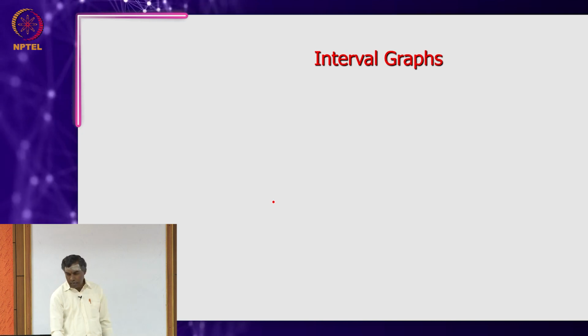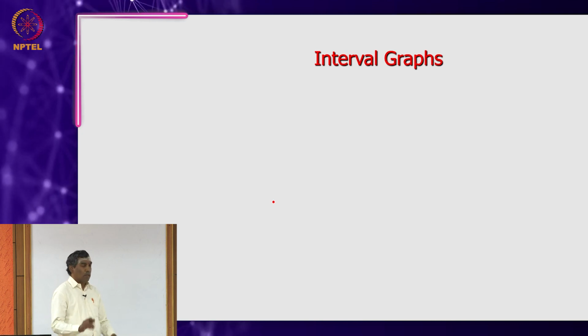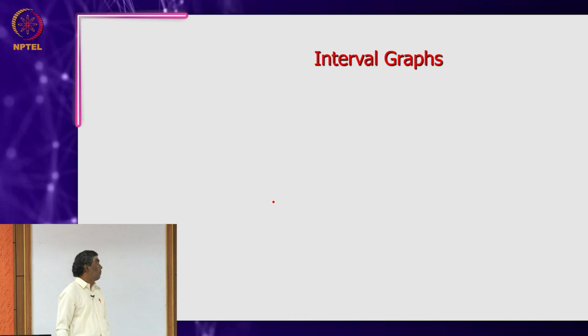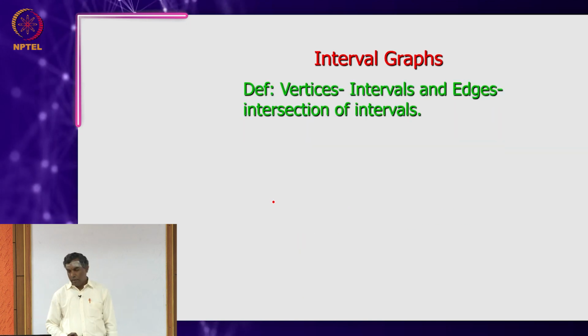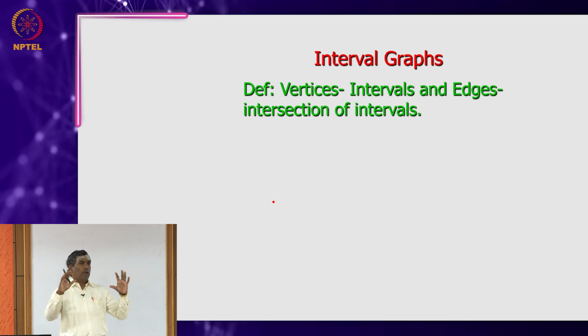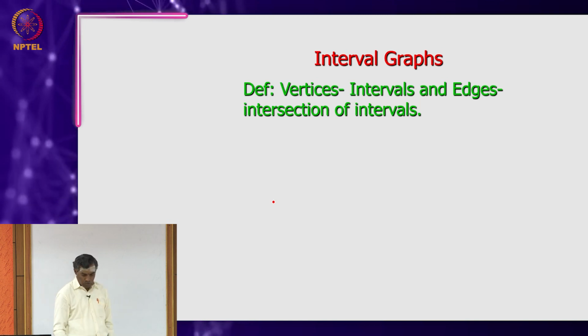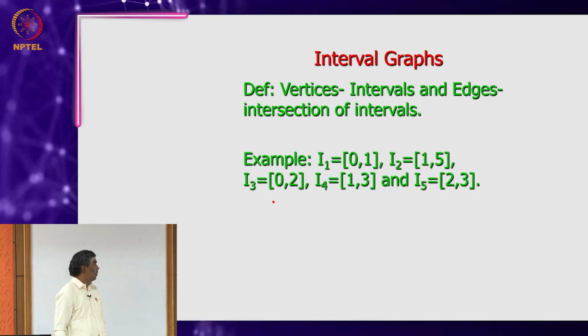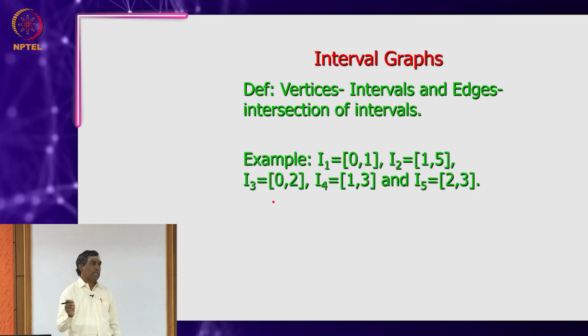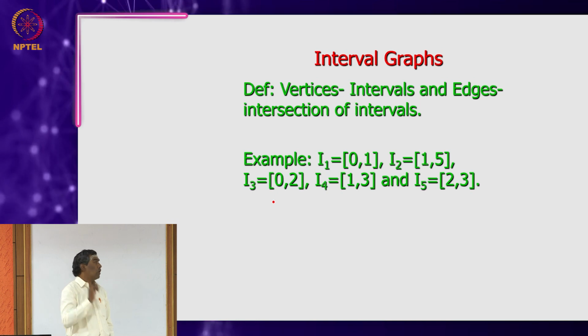Here we just take an example where you can find a clique number in polynomial time. We call that an interval graph. An interval graph is a graph derived from intervals. You take the vertices as intervals, and if two intervals intersect, then there is an edge between the two intervals.